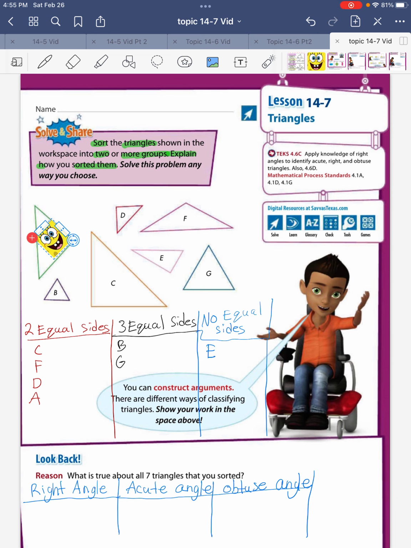Let's see what number. For A, SpongeBob fits perfectly in this angle right here. So I would say that A is a right angle. So over here, I'm going to put A. Let's see which other one could be a right angle.